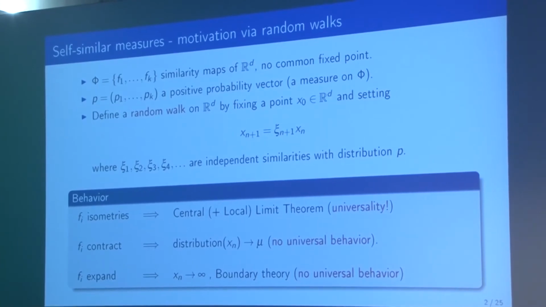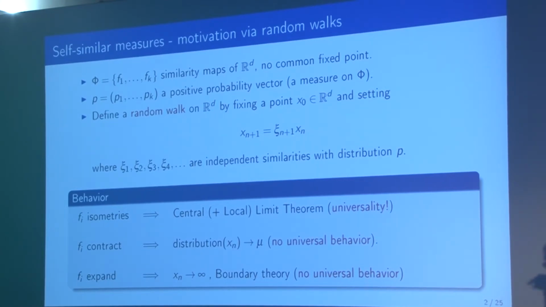And if the maps expand, the random walk is going to go off to infinity very quickly at an exponential rate, and there's not going to be any reasonable way to rescale it so that it converges on R^d to any kind of reasonable distribution. But what you can do is look instead at the directions in which they're going off, and then you get to boundary theory.